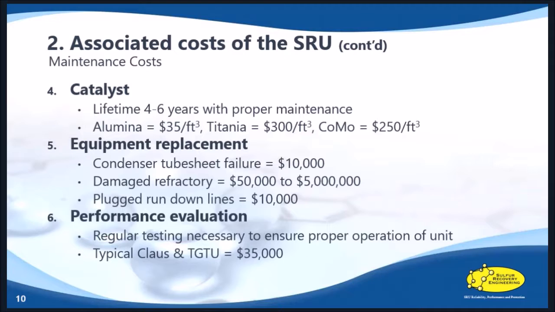Under maintenance, I've included performance evaluations that SRE conducts. Just like how you go get your engine tuned up, you go for that 50-point check to make sure that everything's running properly. Well, SRE's performance evaluation does just that. We verify the equipment, verify the process, how do we optimize it, what recommendations are available in order for you to gain a reliable unit and improve the life of your SRU. And we'll go into a little bit more detail of that. We recommend doing that on an annual basis. And for a typical Claus unit, 3-stage with a SCOT unit, TGTU, that will be in the ballpark of $35,000.